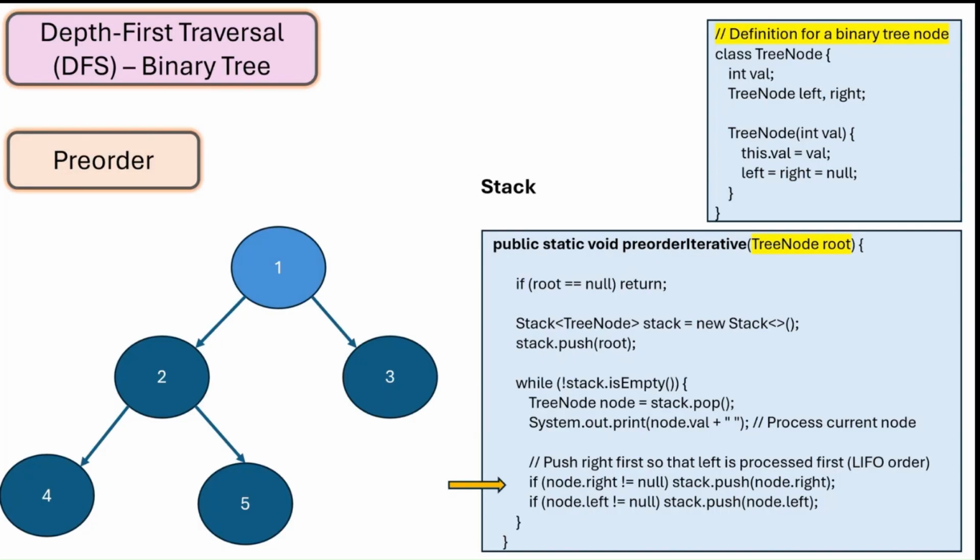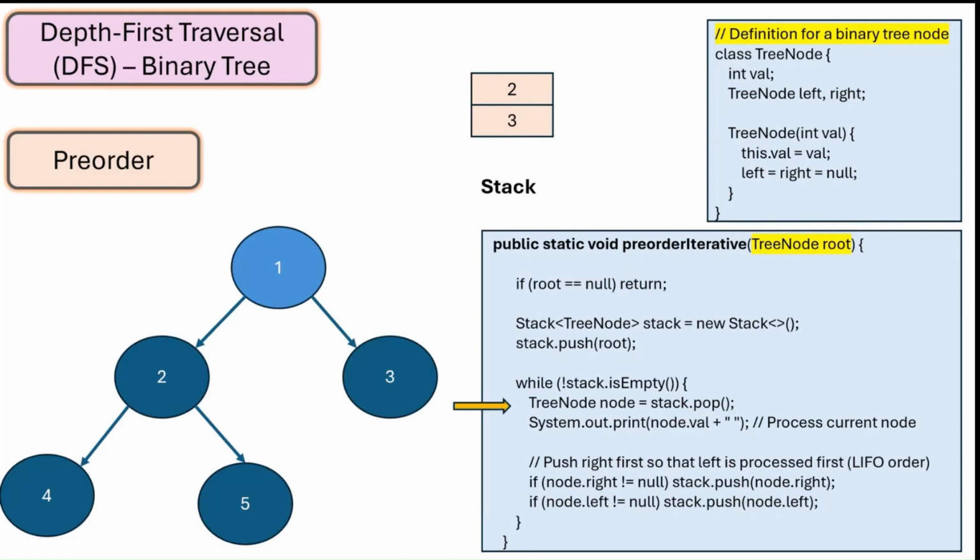If there is a right child, then push it to the stack, and if there is a left child, then push it to the stack. Why are we pushing the right child first? Because the stack is last in, first out. If you want to visit the left child first, then that left child should be put into the stack last so that it can be popped first.